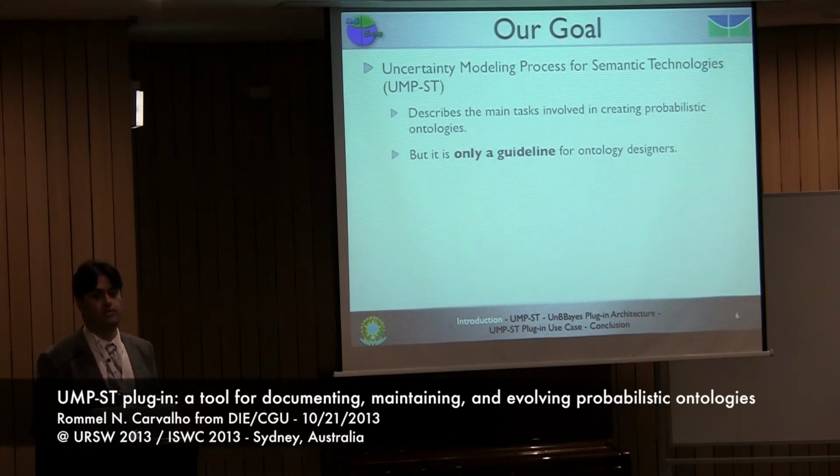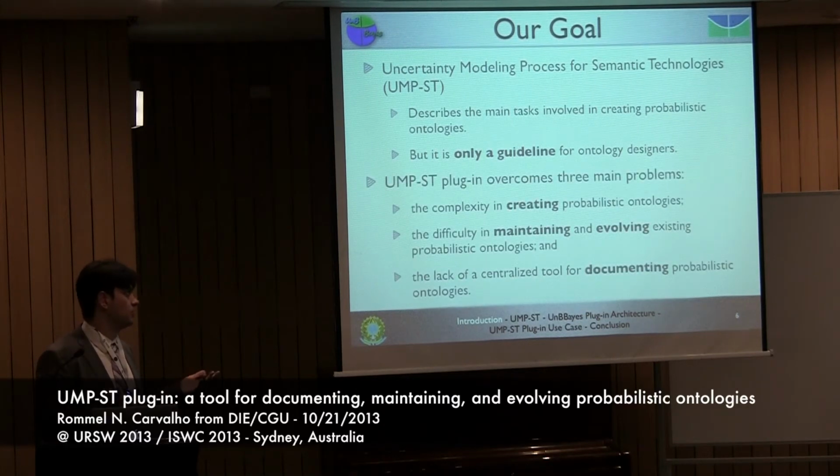So how do I go about defining this? I have this description of what I want to do, and how do I break it down into chunks so that I can actually get to the other side, right? But it's only a guideline. So how can something help me actually do this step by step and not lose myself in the process, right? So that's what we're trying to do with this plugin. It's basically a tool that tries to solve three main problems, which is the complexity in creating these probabilistic ontologies, because you start creating a bunch of objectives and goals, and it's kind of hard to put the pieces together. So you have to be able to do that, and a tool helps you do that.